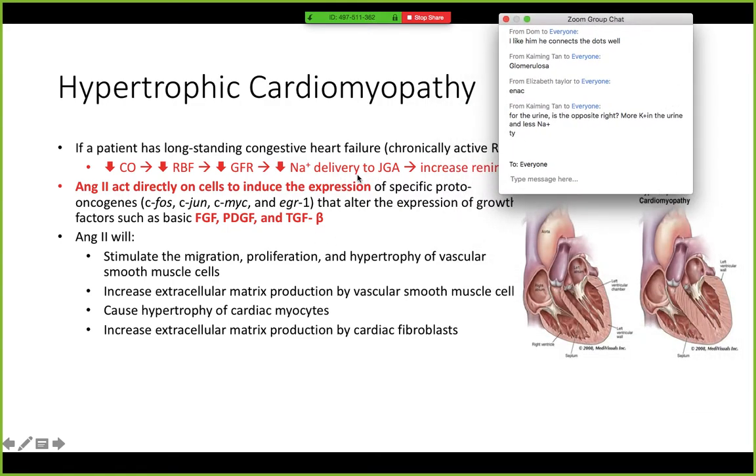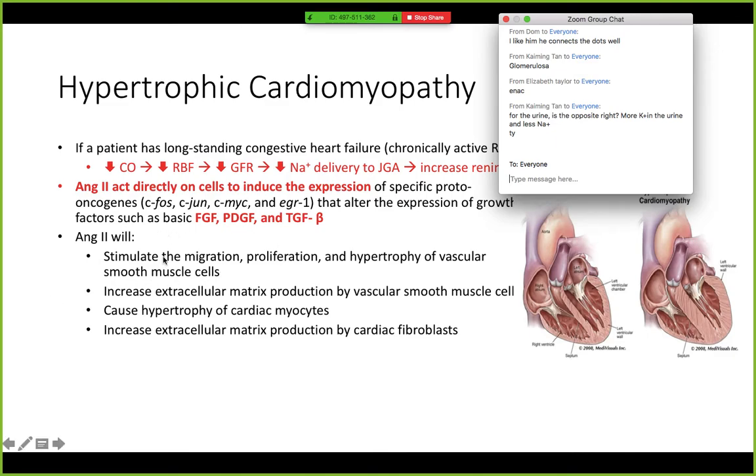So the reason that feeds into hypertrophic cardiomyopathy is angiotensin II is going to act directly on cells to induce the expression of specific proto-oncogenes. And these proto-oncogenes are going to alter the expression of growth factors such as FGF, PDGF, and TGF-beta. So I would be familiar with those.